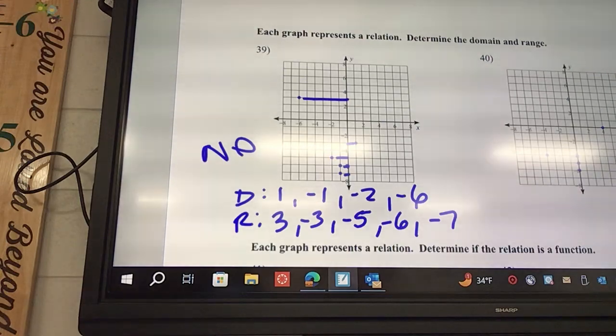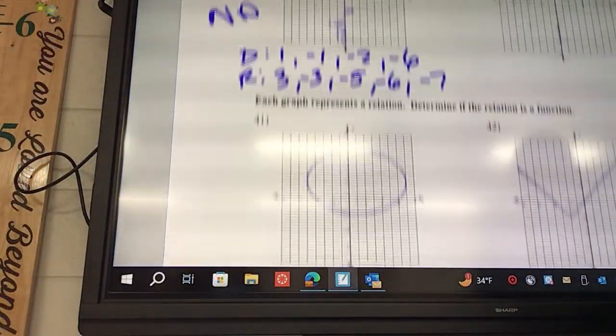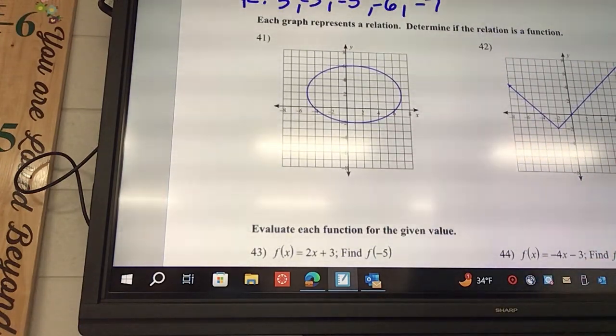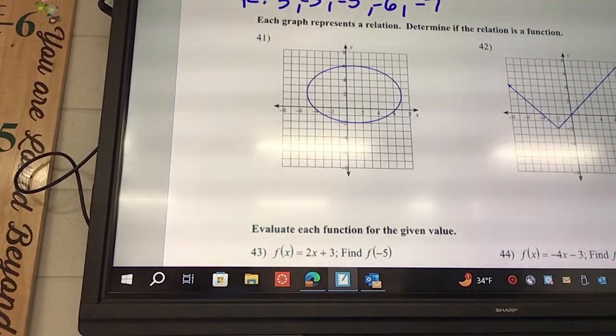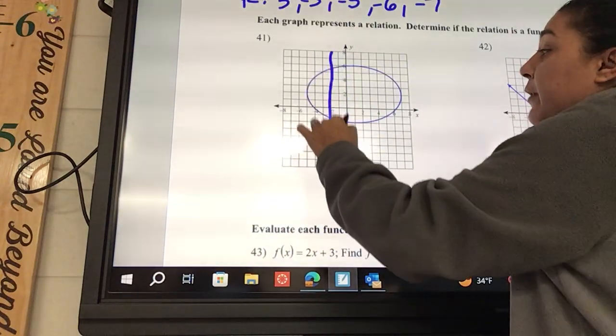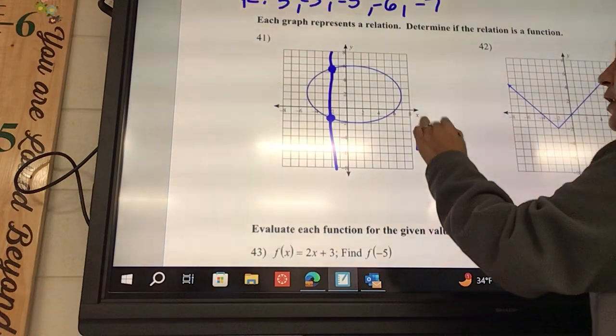Okay, determine if this is a function or not on the next one. How can you tell? Is 41 a function? No. Any closed shapes, anything that's sideways, because it's going to hit here and here at the same time, that means it's not a function. If I were to draw a straight line anywhere on this graph, I can see that it's touching here and here, which are x values. So this is going to be a no.